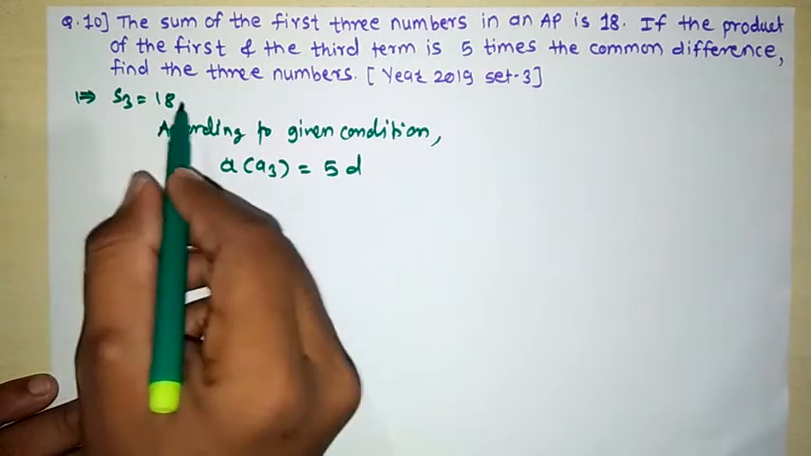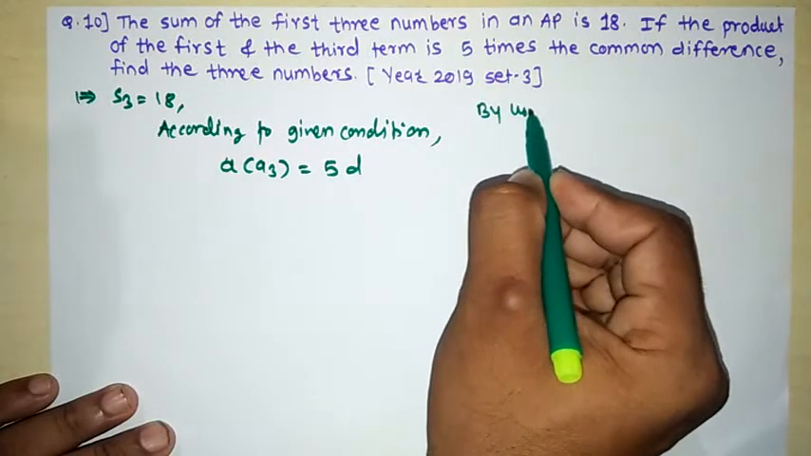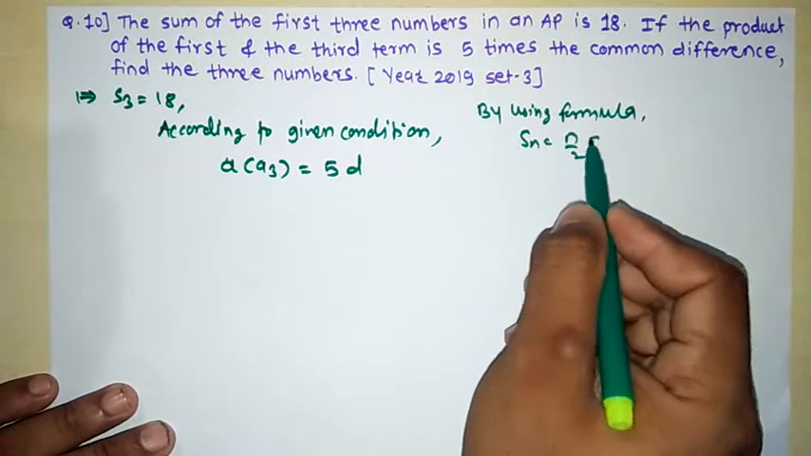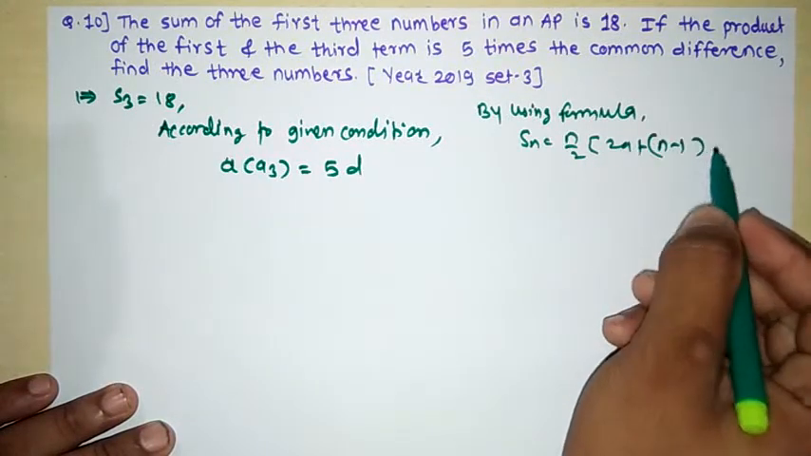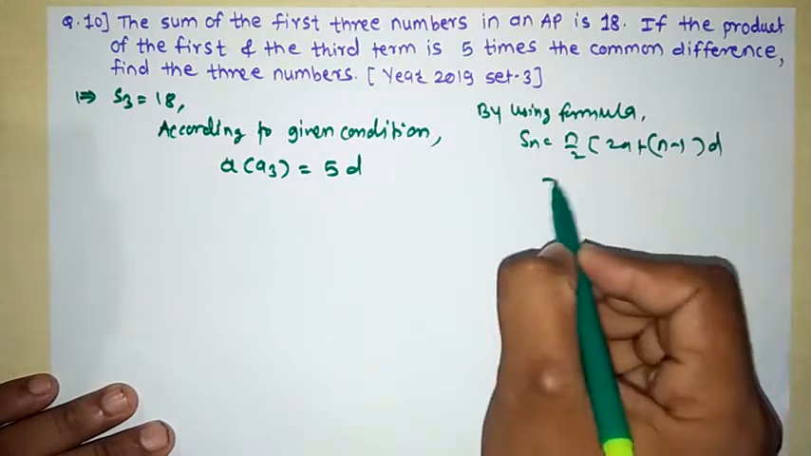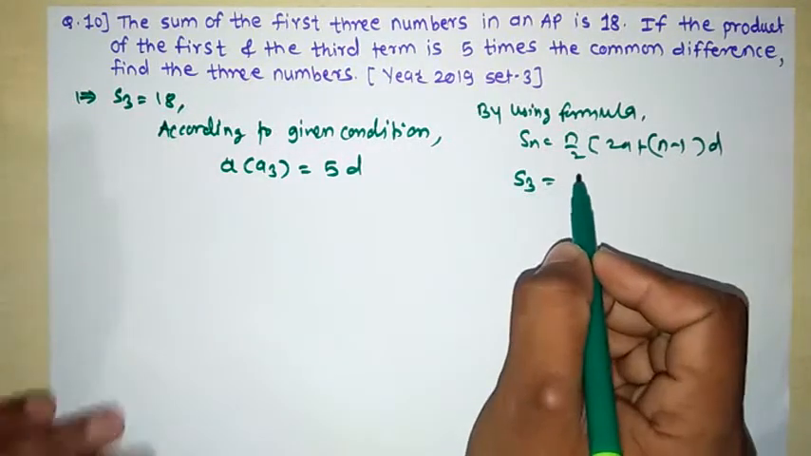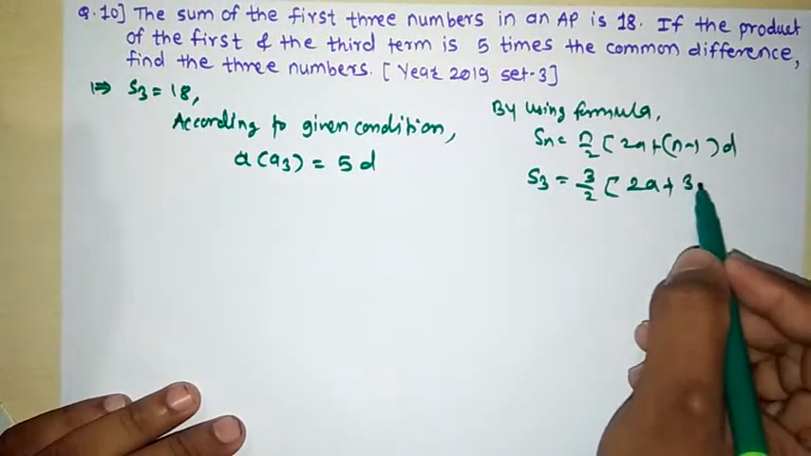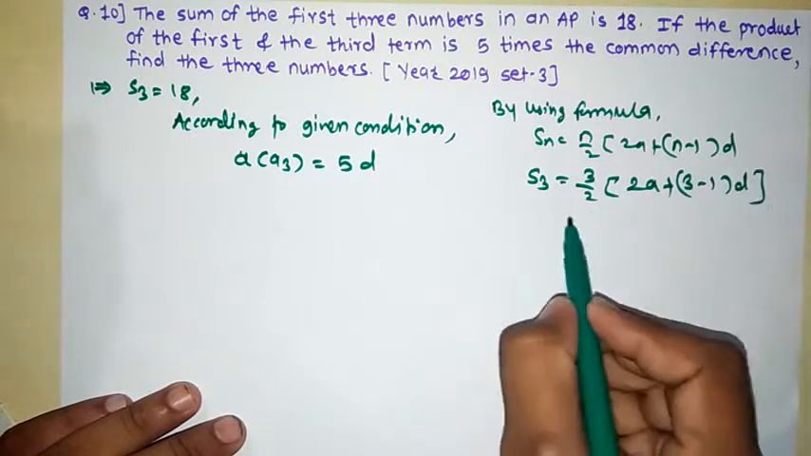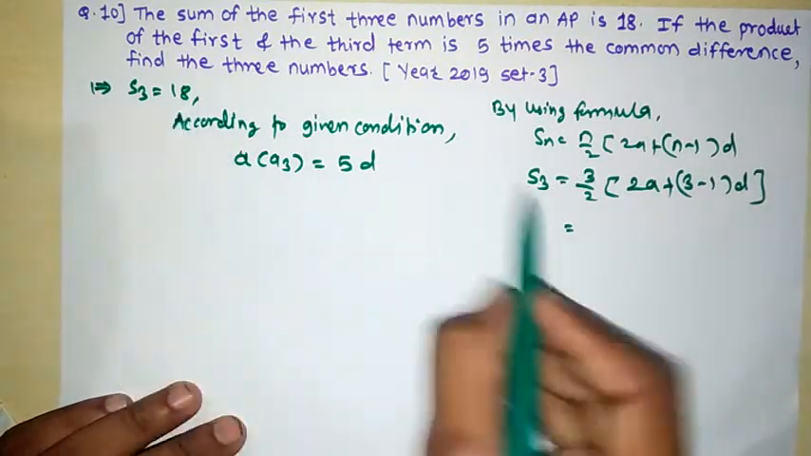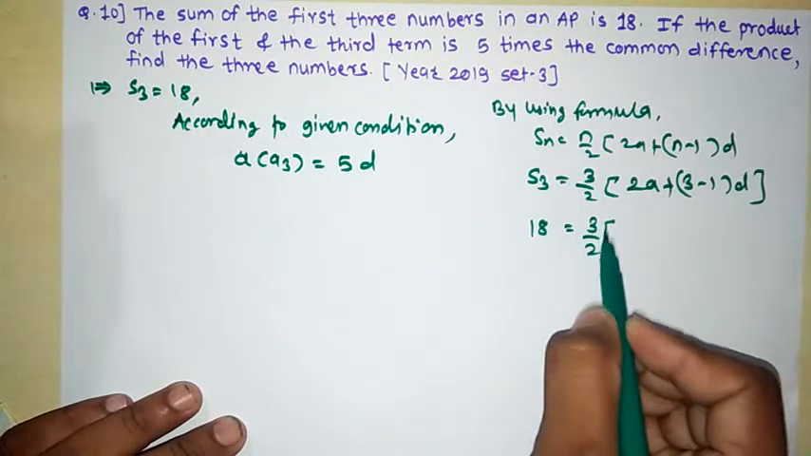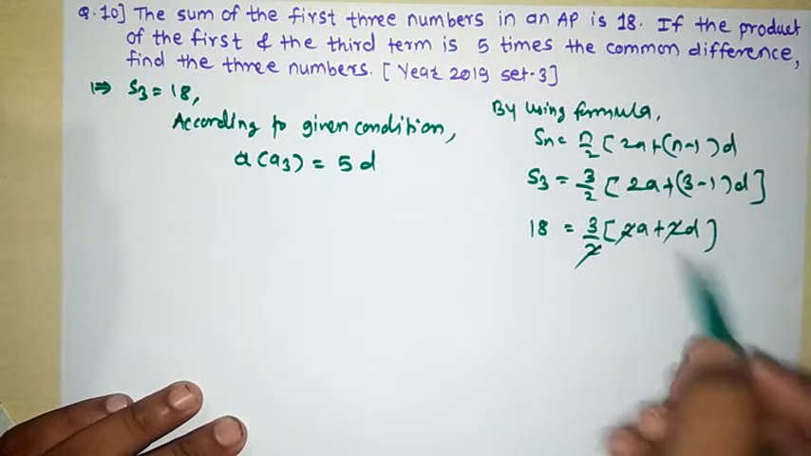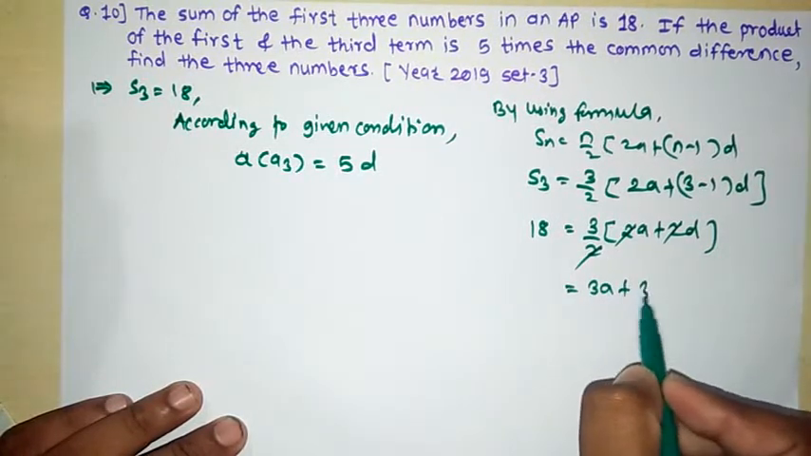S3 is equal to 18. By using the formula Sn is equal to n by 2 into 2a plus n minus 1 into d, we will write the formula for S3, that is S3 is equal to 3 by 2 into 2a plus, instead of n we have to write 3 minus 1 into d. Now S3 is 18. 18 is equal to 3 by 2 into 2a plus 2d. Now 2 ones are 2, this gets cancelled, which gives 3a plus 3d is equal to 18.